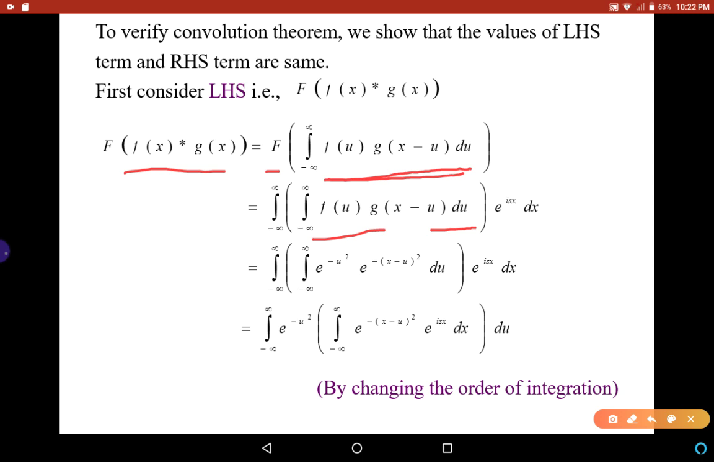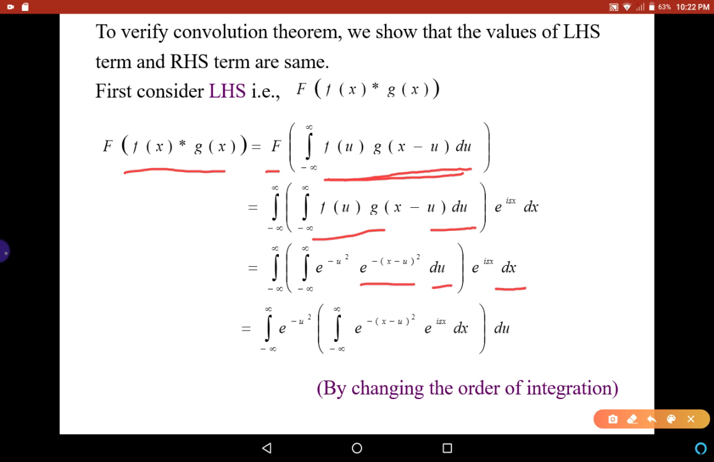Now we will substitute f of u and g of u. We know that f of x is e power minus x square. Therefore f of u is here e power minus u square, and g of x is also e power minus x square. Therefore g of x minus u is e power minus x minus u whole square. So in this integral, we will change the order of integration, because the limits are constant from minus infinity to infinity in both the integrals. Changing order of integration is simple, just replacing the position of the integrals.